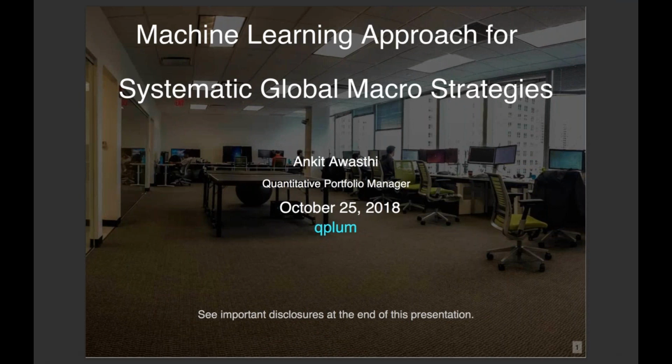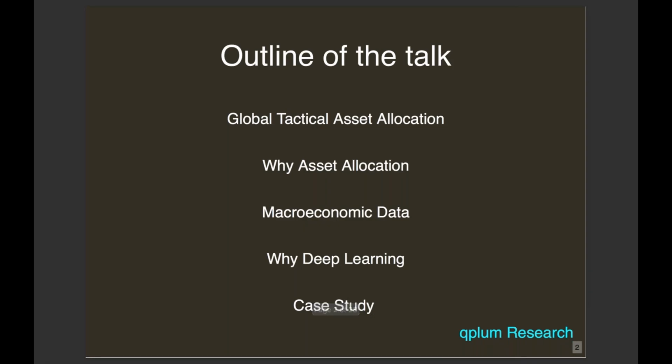Hello, everyone. So today we'll discuss use of deep learning for global multi-asset portfolio construction. This is a brief outline of the talk. First, we'll briefly discuss what is global tactical asset allocation. Then we discuss why investors need to focus on asset allocation versus security selection. Then we'll see how macroeconomic data can be helpful in tactical changes to asset allocation. And finally, we discuss why deep learning is suitable for this problem, and end the presentation with a case study where we use deep learning for tactical asset allocation.